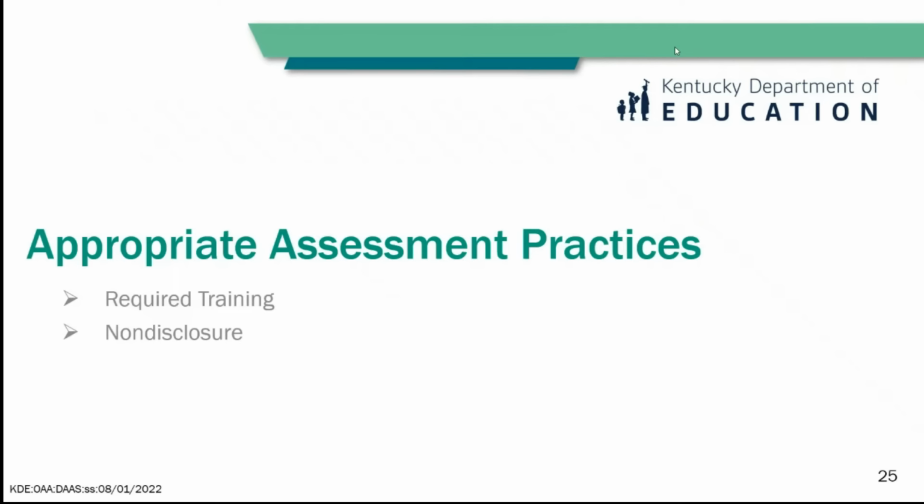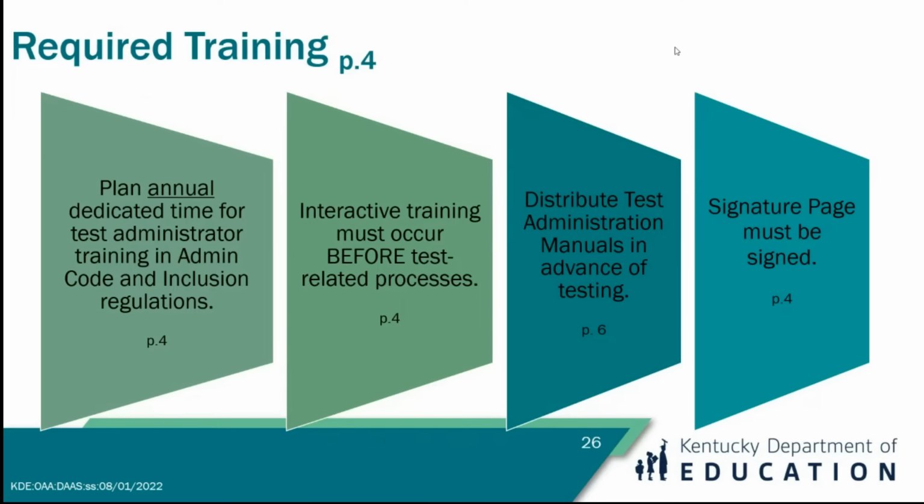It's time to take a look at appropriate assessment practices, such as the required training for administering the state assessment. The administration code applies to all state required pieces of the accountability system using paper or pencil, computers, or digital technology. Anyone with the potential to be involved with any component of state required testing must be trained on the administration code regulations before beginning the work.